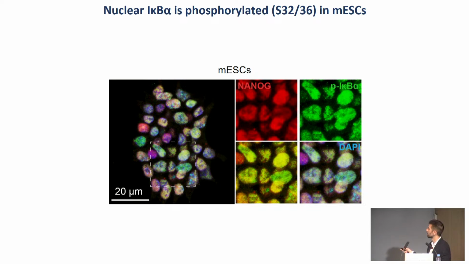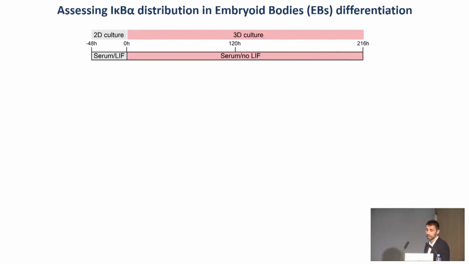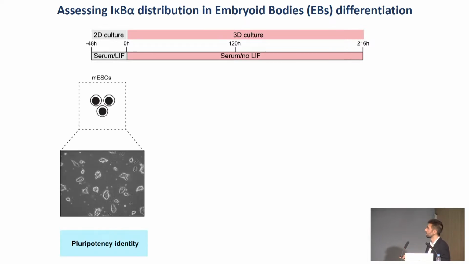As you can see here, it was totally coinciding with the pluripotency marker NANOG. So this suggests that the IκBα found in the chromatin fraction is phosphorylated and is quite specific to the pluripotency of the mouse cells. I was also curious to know how this phosphorylated form of IκBα behaved under differentiation conditions. So I took advantage of the embryoid body differentiation approach, which consists of the following.